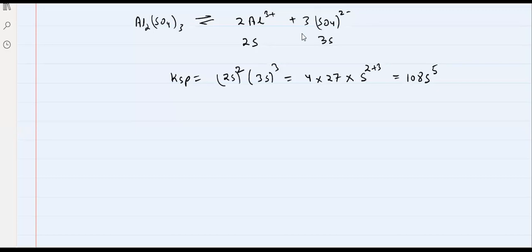When we talk about Al, it is 2Al, so it is 2s and 3s. So Ksp, as I said, is equal to the concentration of Al3+ to the power 2 into the concentration of SO4 2- to the power 3, right, everyone? So the concentration of Al3+ is 2s, and the solubility of SO4 2- is 3s. So (2s) square into (3s) cube will give you this.